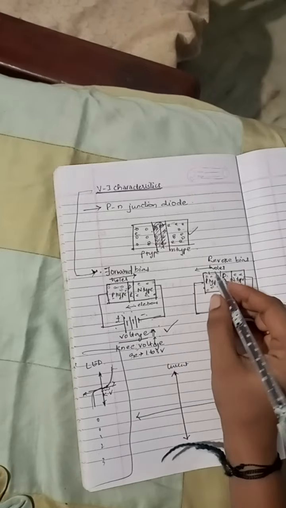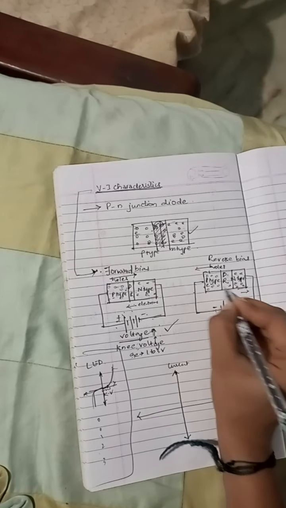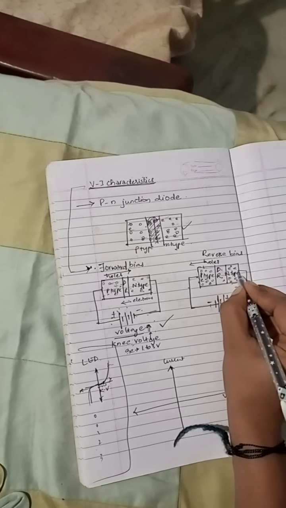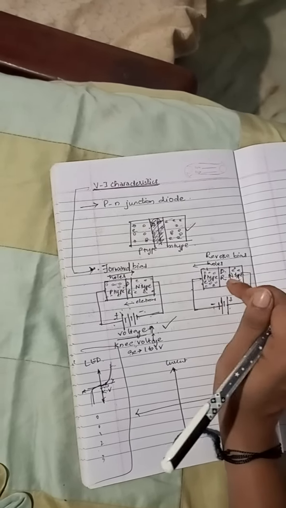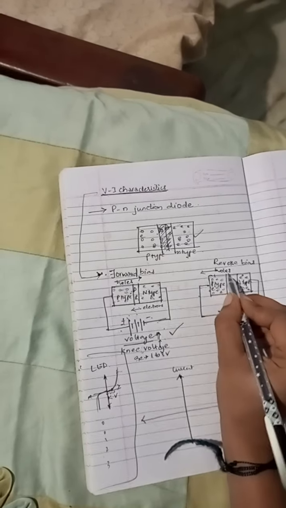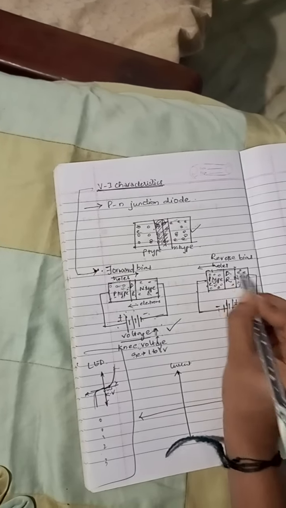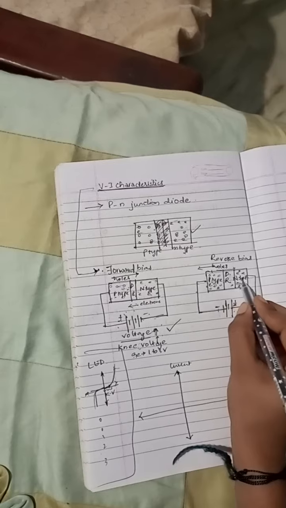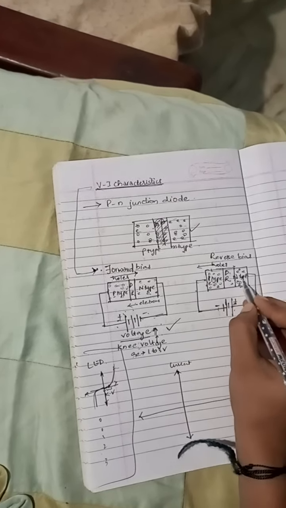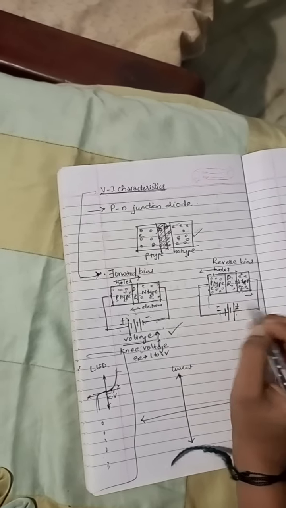Here we also have the minority carriers. In p type we have the electrons as the minority carriers, in n type we have the holes as the minority carriers. The minority carrier electrons will have the ability to get attracted towards the positive terminal, so they will be moving towards this side. In n type, what are the minority carriers? Holes. These holes are being attracted towards the negative terminal.